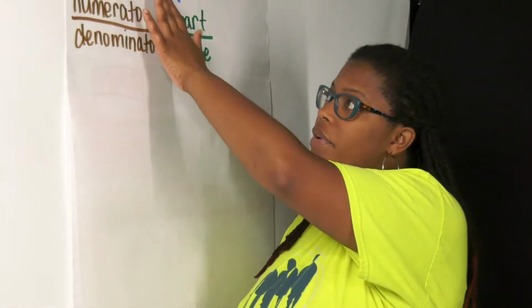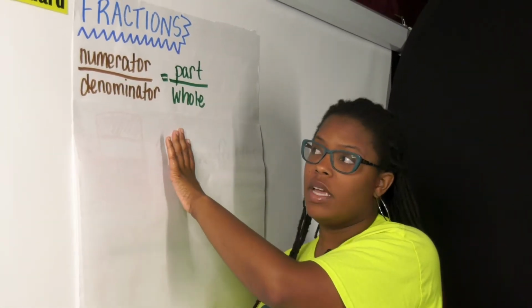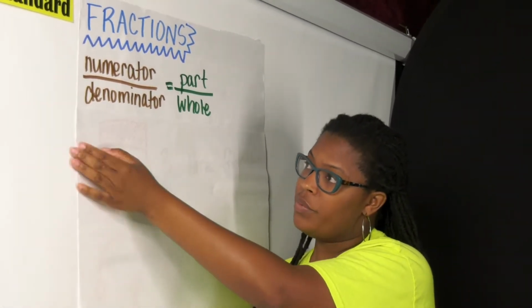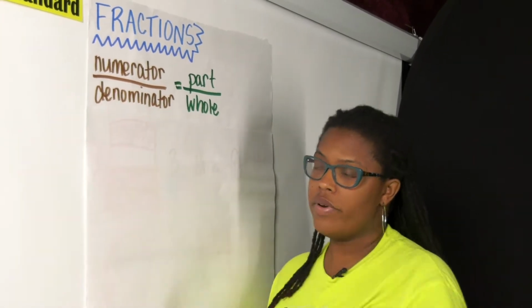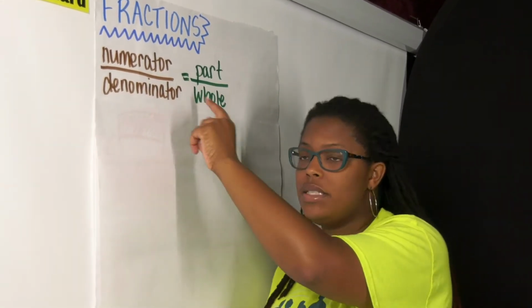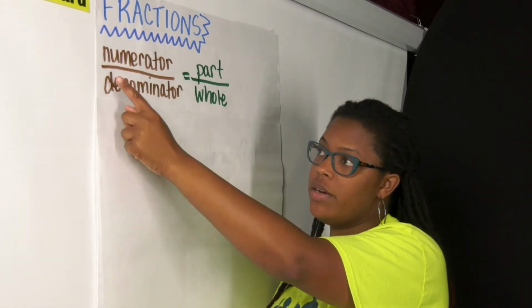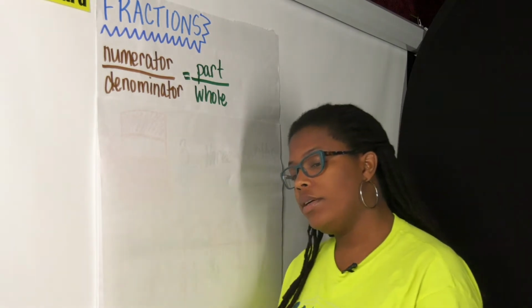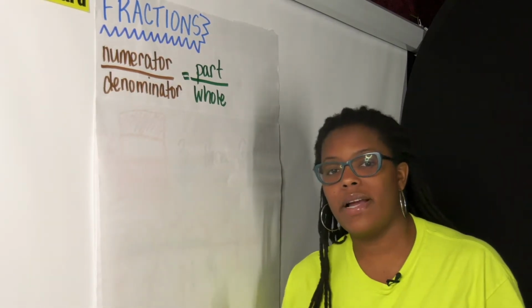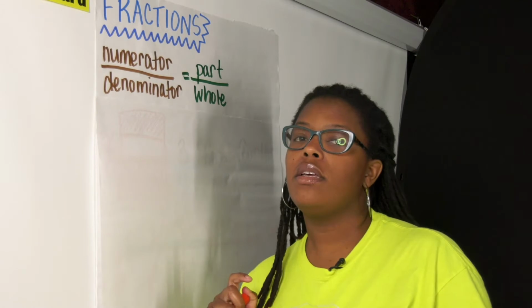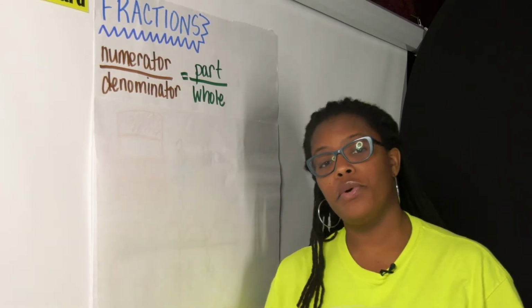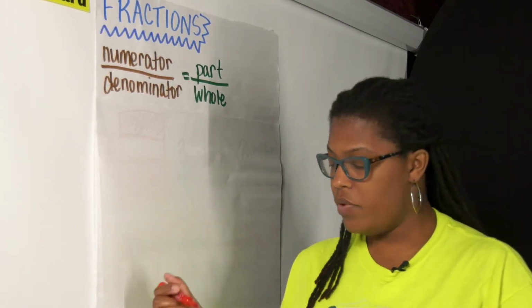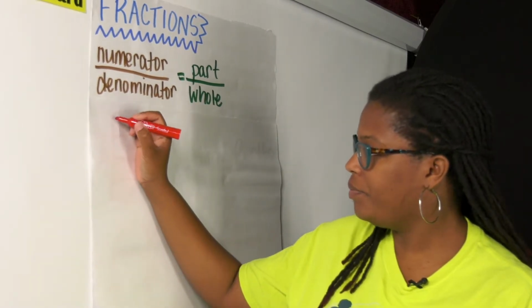Let's get started. All right, so yesterday we learned that a fraction is a part of a whole. We also learned that when it's written, you write the numerator over the denominator. We don't call it top and bottom. It's numerator over denominator. Another thing I want you to remember about a fraction is that a fraction is represented by equal pieces. So let me give you an example of what I mean by that.